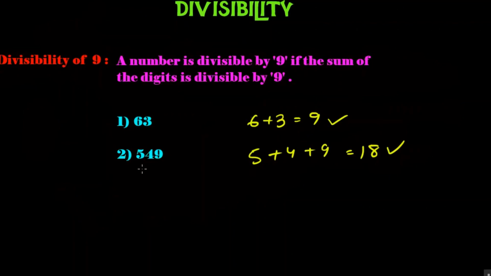Now, we need not check divisibility of 10, obviously, because as we know, if the number ends with a 0 or the last digit of a number is 0, it's obviously divisible by 10. Now, we'll jump directly to divisibility of 11.